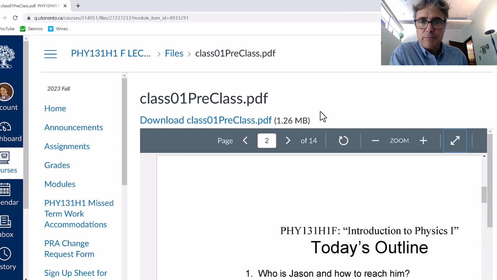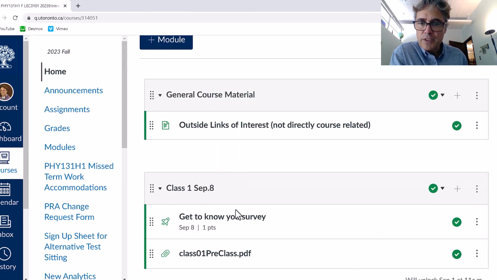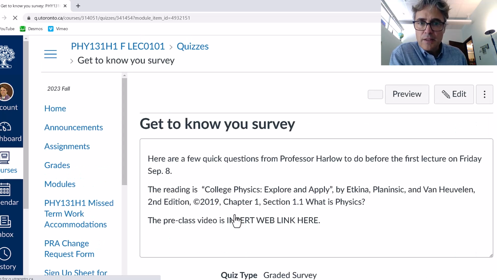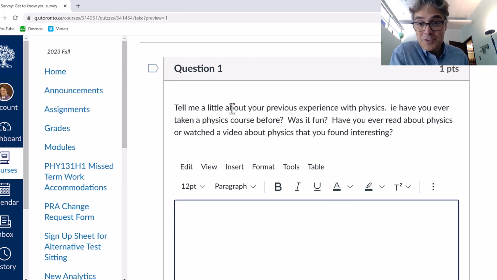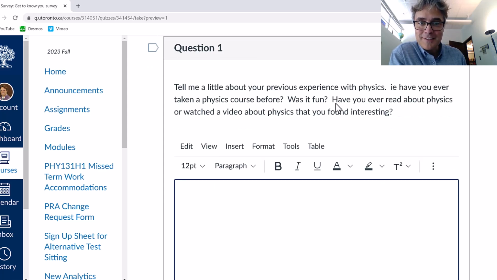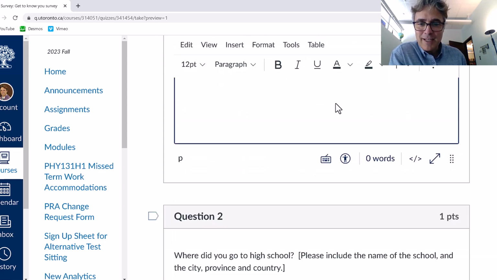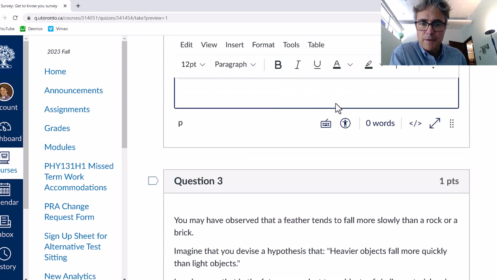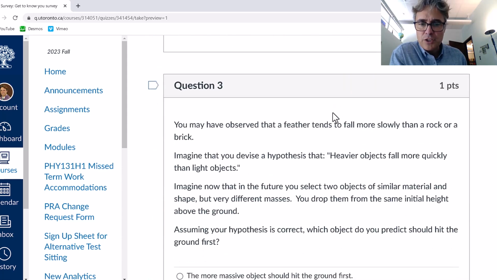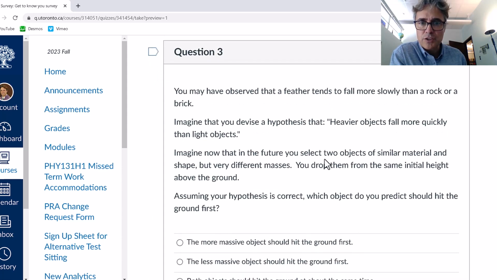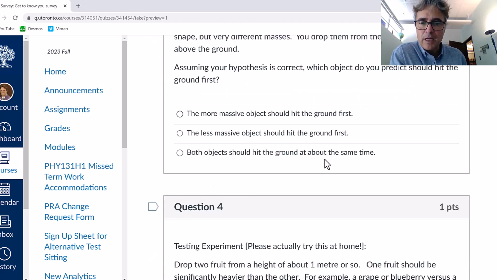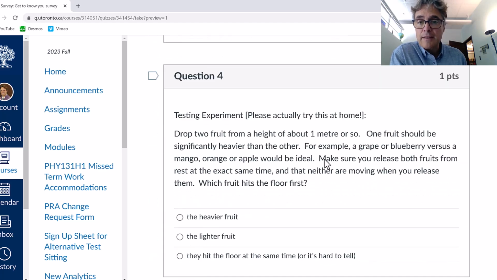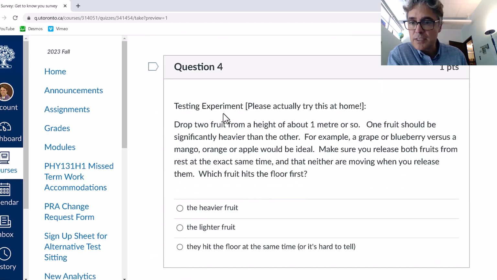A little bit about chapter 1, and also this day, as well as every day, there's a little pre-class quiz. This one's more of a survey. First question is just tell me a little about your previous experience with physics. A little essay question. Maybe where did you go to high school? And then there's a couple of more physics questions. These are multiple choice questions about forming a hypothesis and then doing a testing experiment. So this is based on the reading.